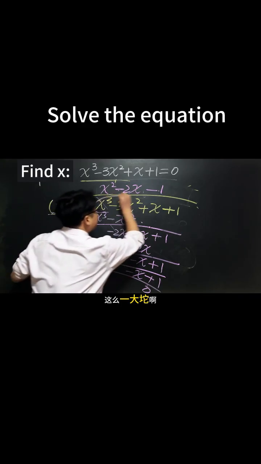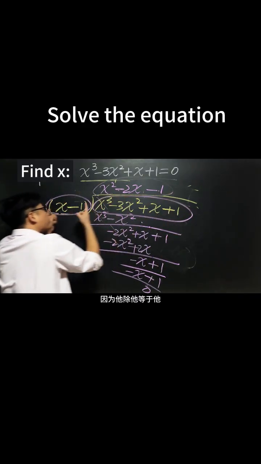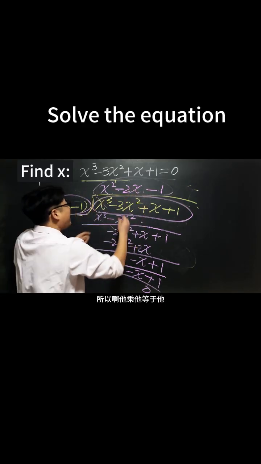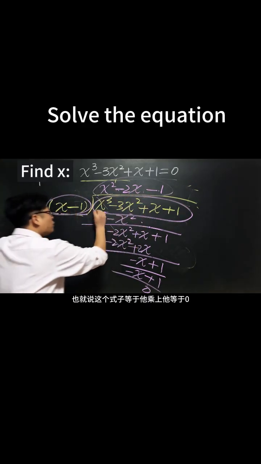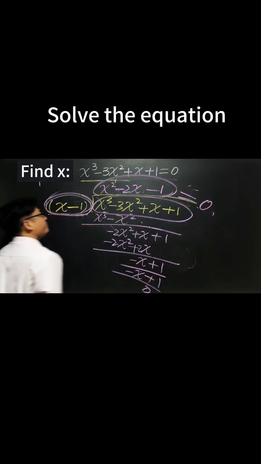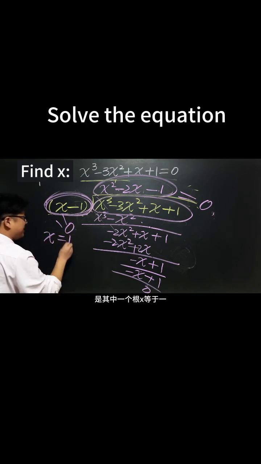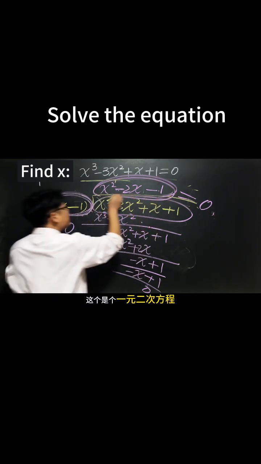So this whole big chunk equals it times itself because it divided by itself equals itself. All right, so this expression equals it times itself, which equals 0. So x minus 1 equals 0 is one of the roots. X equals 1. This is a quadratic equation in one variable.